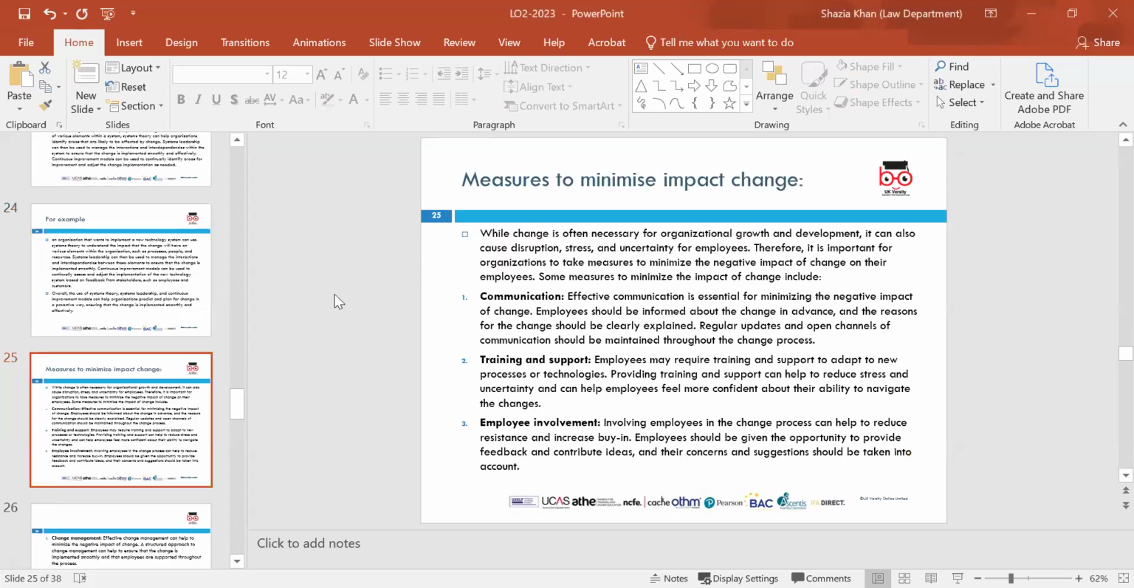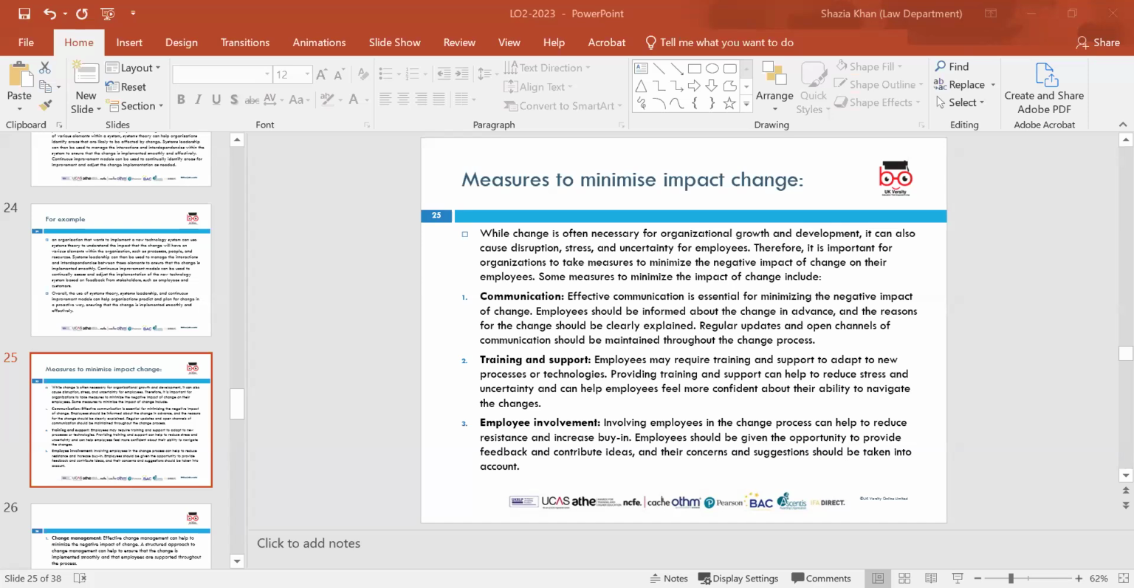Measures to minimize the impact of change. So there are different measures to use to address any sort of change within an organization, and it could be things like organizational growth and development. Firstly, it could be communication. Again, going back to communication, effective communication is really important. Training and support: providing training and support for employees to adapt to any new changes, processes, or technologies, so that they're not stressed about it.